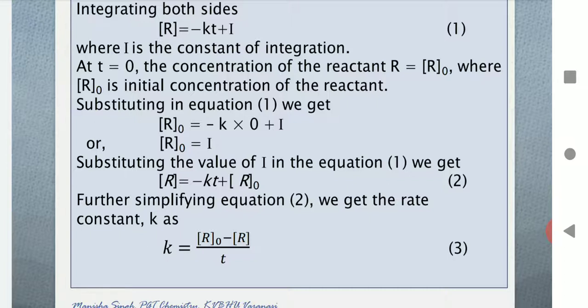And you can further simplify this equation by rewriting it in terms of the rate constant K. So when you rewrite it, K becomes equal to R naught minus R divided by T, where K is the rate constant, R naught is the initial concentration of the reactant, R is the concentration of the reactant at time T, and T is the time in which the concentration has changed from R naught to R. So this third equation will be the finally derived expression for the rate constant value for zero order reaction, and it is the integrated rate equation form.